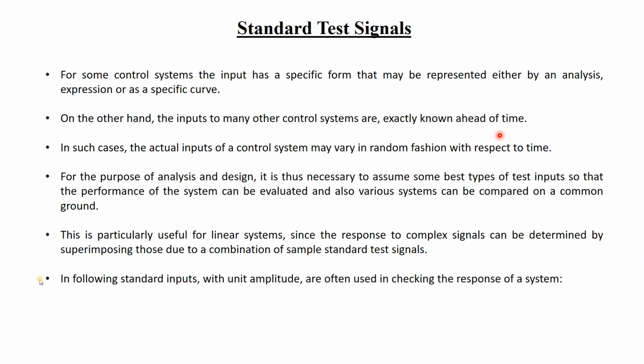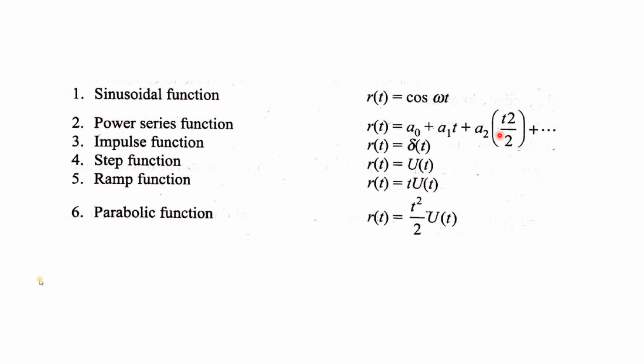Okay. This is particularly useful for linear systems, since the response to complex signals can be determined by superimposing those due to combination of standard test signals. So the following test signals with unit amplitude are often used in checking the response of a system. So these are the few test signals.